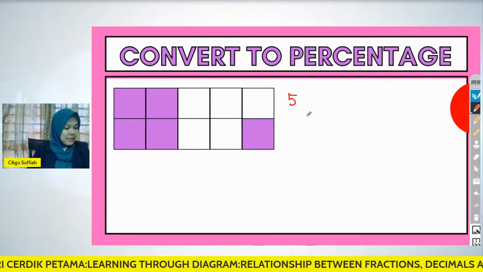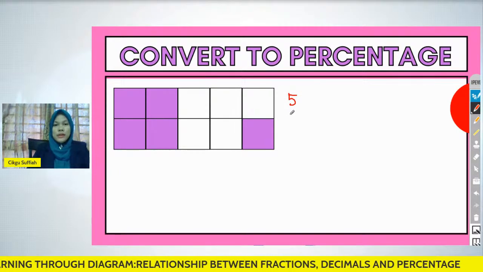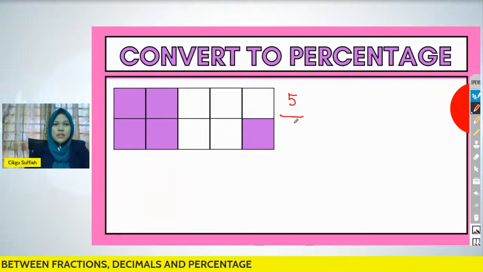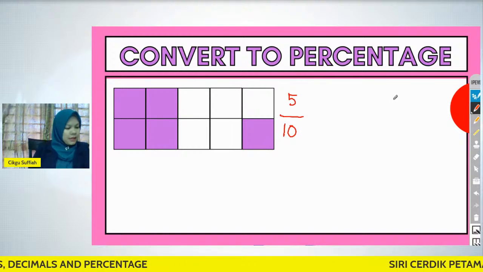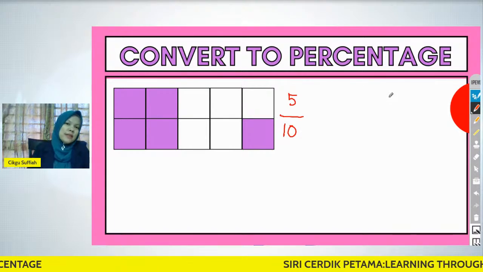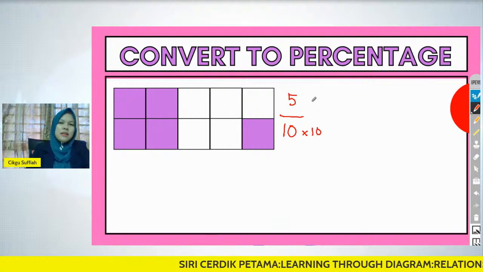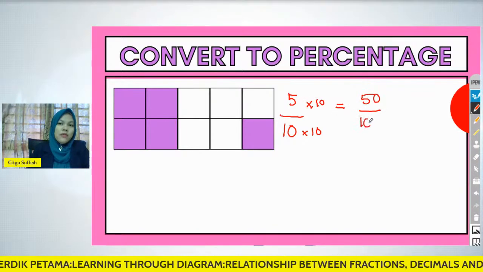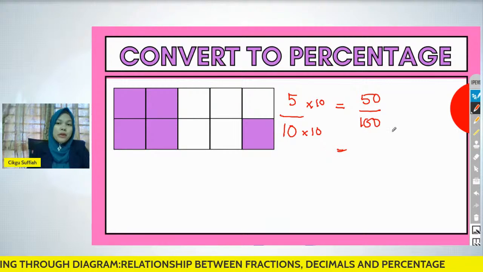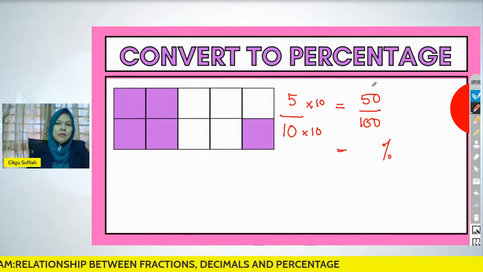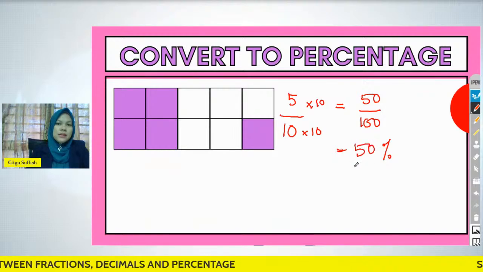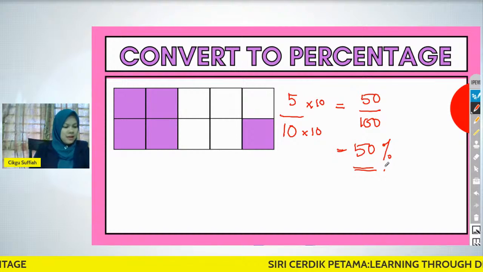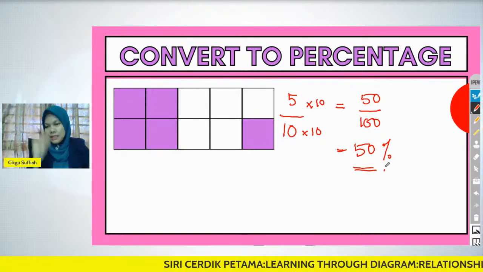You can use either method. If you feel comfortable using method 1, you can use method 1. If you feel comfortable using method 2, you can use method 2. It's up to you. So 5 over 10. Let's say I want to use method 1. So I just times 10 here, times 10 here. I want to make it over 100. So once I have over 100, meaning per 100, I can straight away put percent, copy back the numerator, and that's it. This is one of the methods. Done. Make sure you know how to write down the percent symbol.